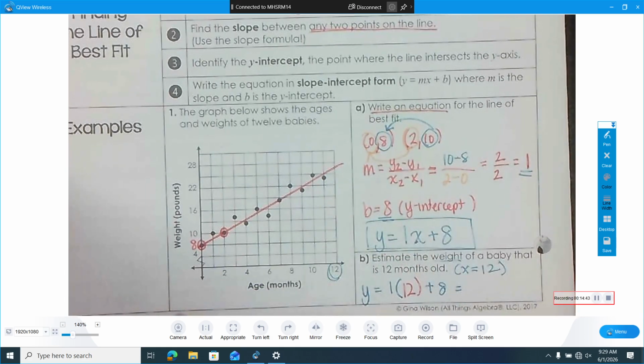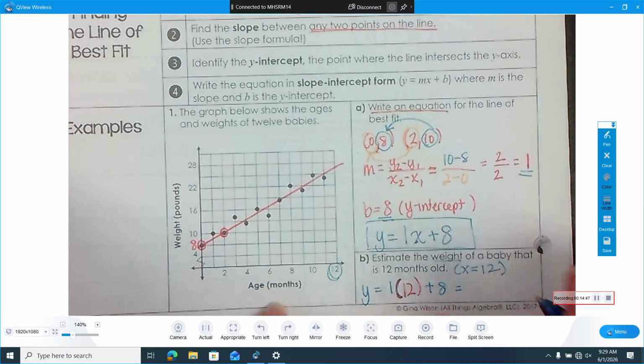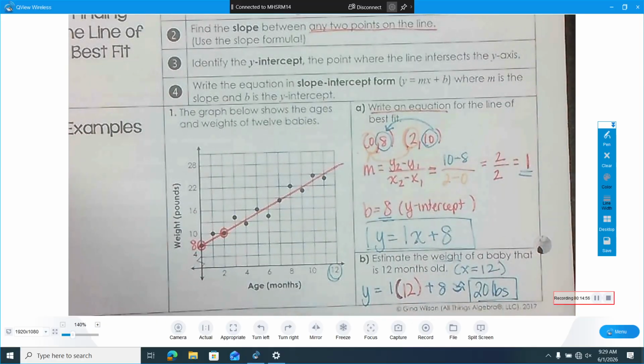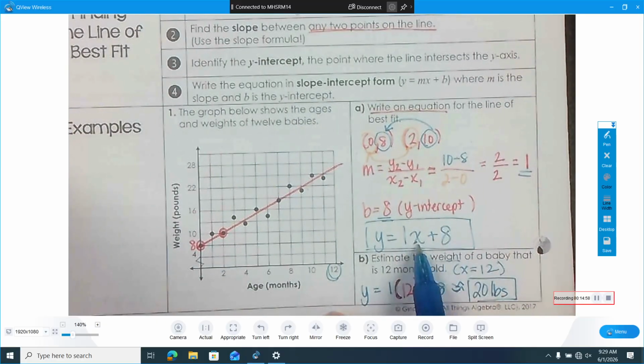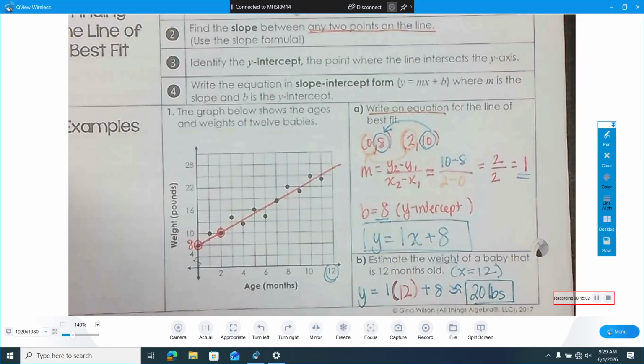What's 1 times 12? Plus 8. Yeah, it's about 20 pounds. And so all we're doing is taking 12 and plugging it into our little model. Is everybody's line going to be the same? No, it will be on Delta Math, though, because I gave you a very special problem. Okay?